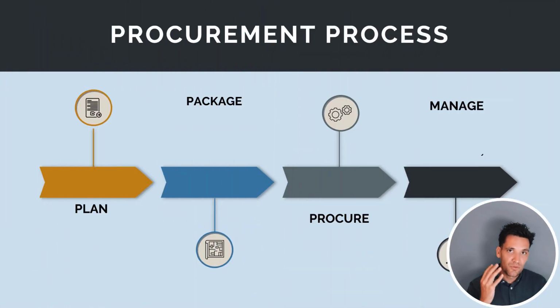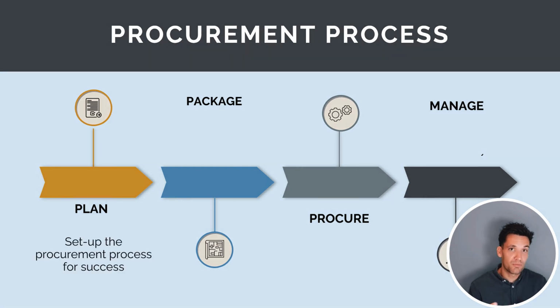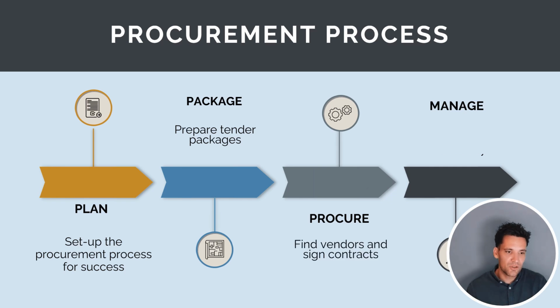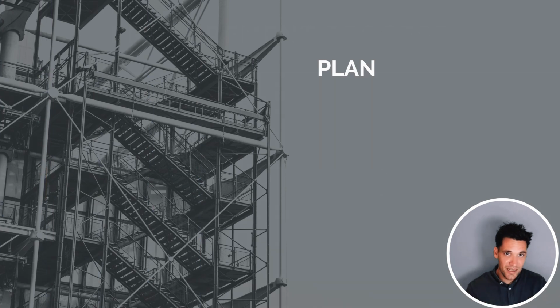Well, it comes down to 4 key steps. You've got planning procurement, so setting up the procurement process for success, preparing your tender packages, procuring your vendors and subcontractors and choosing the right ones, then managing these vendors and suppliers to ensure they complete the scope correctly as we want it. So step number 1 is planning procurement.